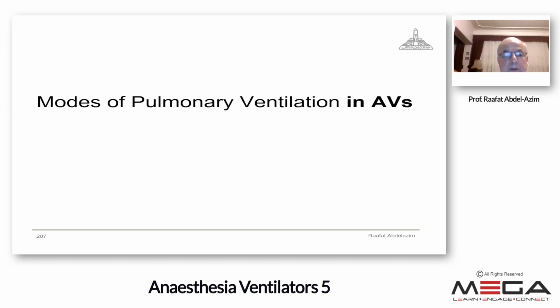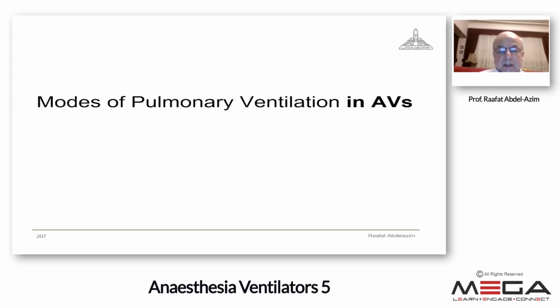Now we will go to the title of modes of pulmonary ventilation in anesthesia ventilators. Of course, in ICU ventilators we have a lot of modes, and they are not used for the patient under anesthesia. As I said before, under anesthesia we have two main modes, always controlled ventilation. The patient needs to be paralyzed, so we use volume controlled or pressure controlled ventilation.